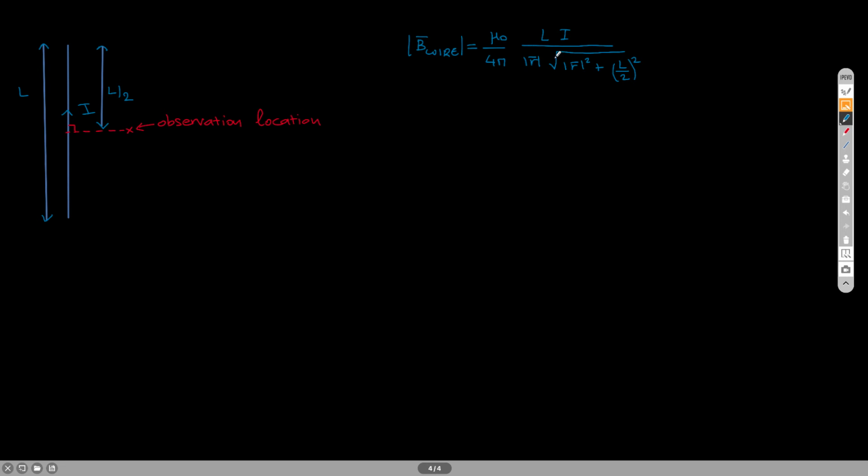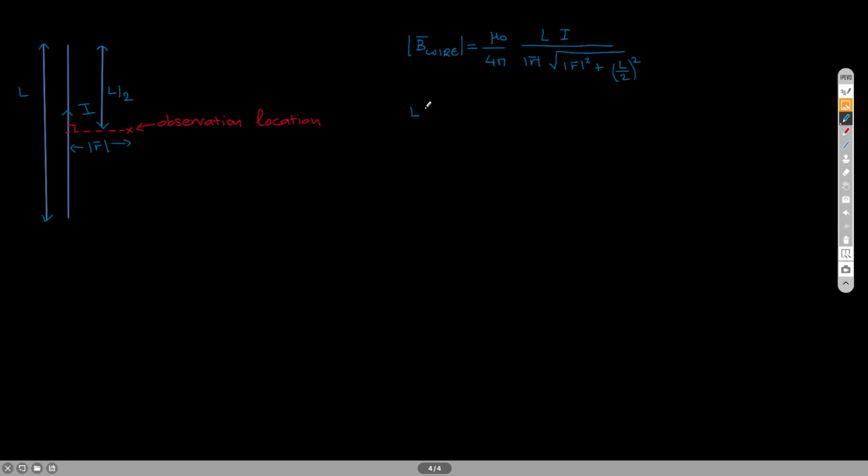Now, this is the expression. The magnitude of the magnetic field that the current here creates at that location depends on the constant, 10 to the minus 7, the length of the wire, the current that is flowing in the wire, and the distance r from the midpoint of the wire to the observation location. So the magnitude of r, this is from here to here. And that's it.